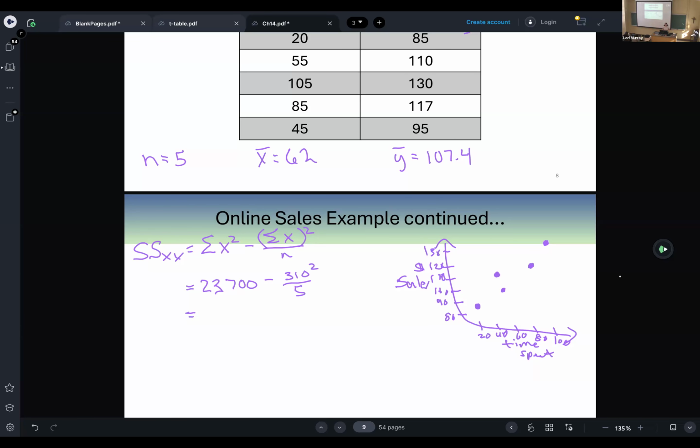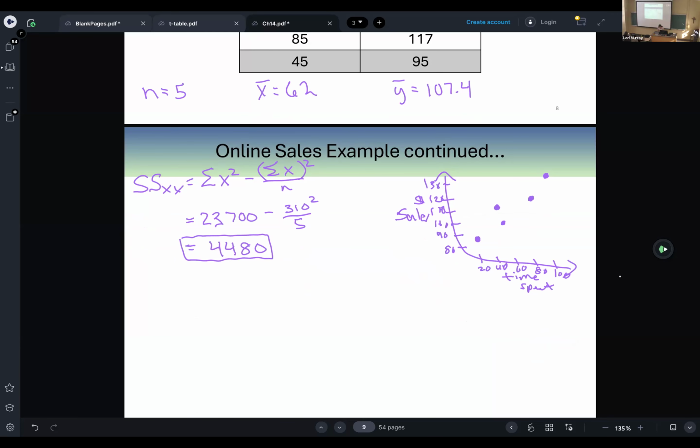Does anyone have the sum of the squares for the X formula? Yes, I got 12,400. Perfect. That's what I get too. We put a box around it, keeps it straight.